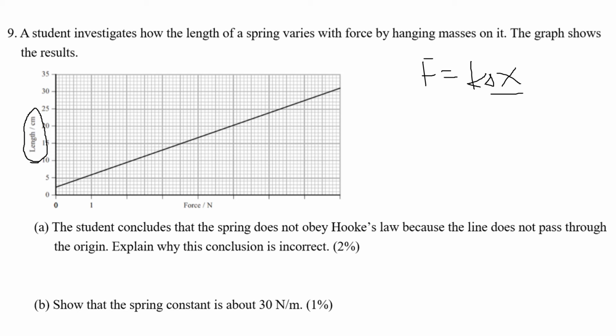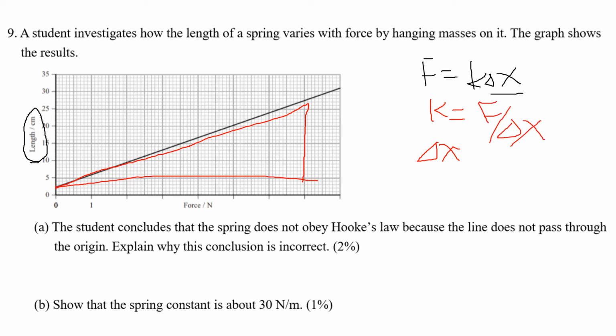Show that the spring constant is about 30 newtons per meter. So what can we do? It seems that it's not a standard diagram for Hooke's law. But actually, what we need to know is delta length. So what is delta length? The change in length is actually delta x, right? k equals F over delta x. So what we need to know is just the force, which is the y-axis, and the delta x. Delta x can be found by using this point minus this point.